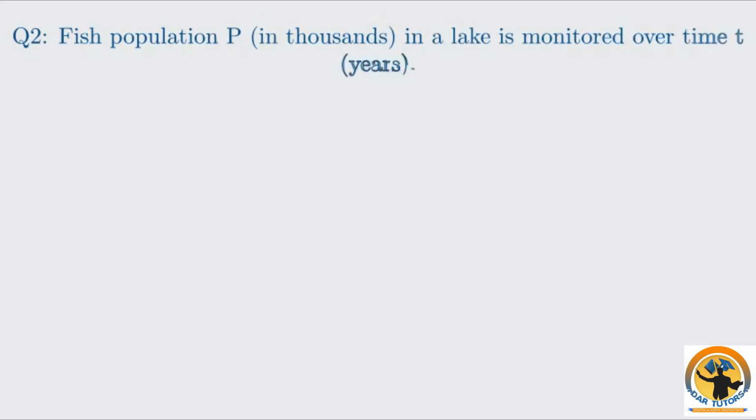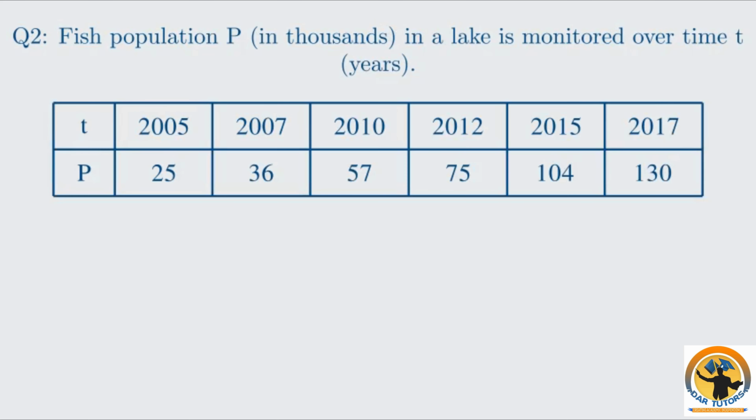Question 2. The population of a certain species of fish in a lake is monitored for several years. We need to find the power model for population P as a function of time t, and then use it to estimate the population in the year 2020.